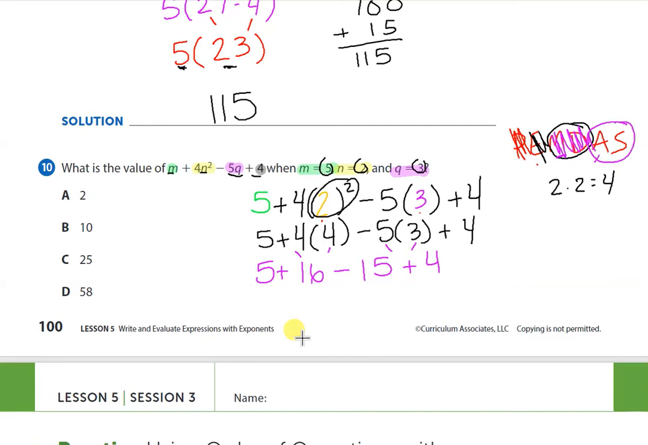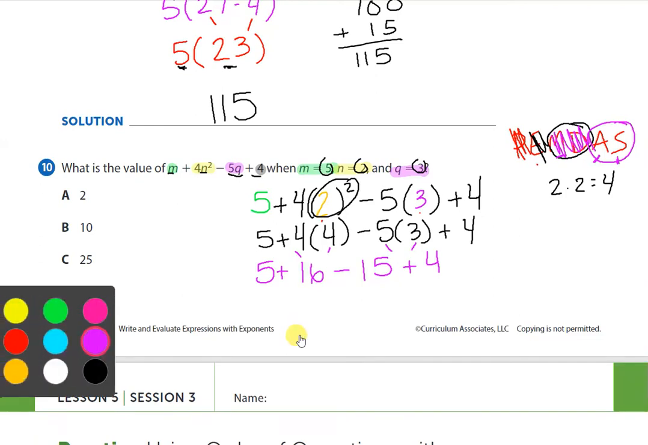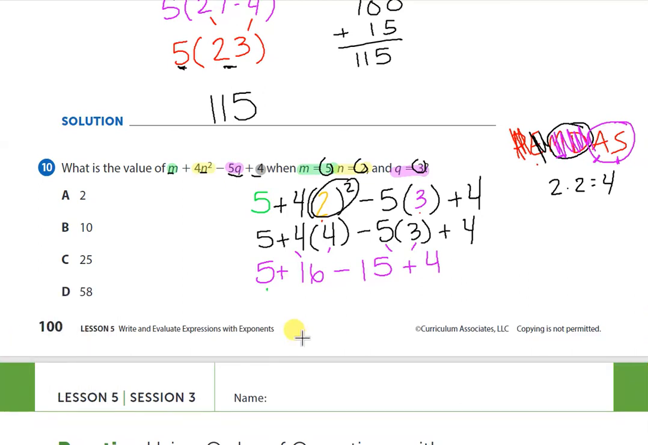We don't have to do all the addition first. Addition and subtraction are inverse operations, so they go together. We're just going to do them in order. 5 plus 16, that's 21. 21 minus 15. Let's do that over here. 21 minus 15 is 6. 6 plus 4. So this is 5 plus 16 is 21, minus 15 is 6, plus 4 is 10. Oh look, that's B. Hooray.